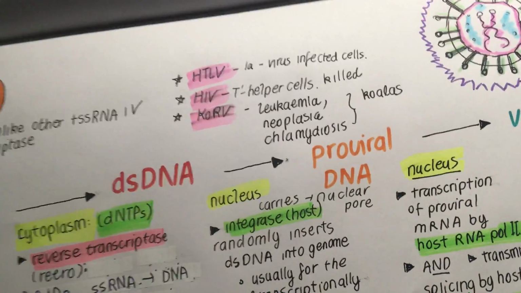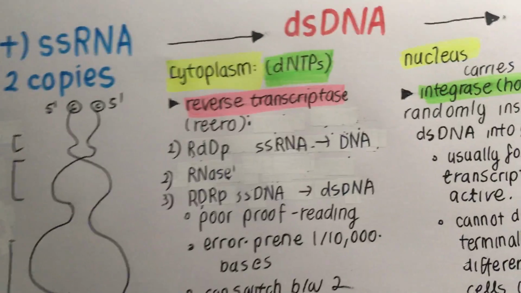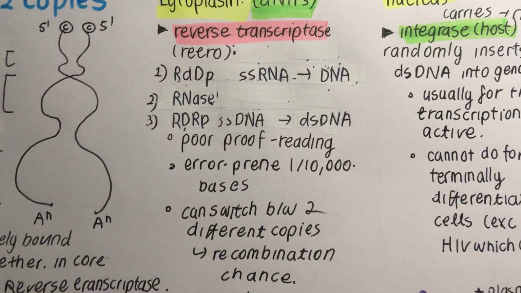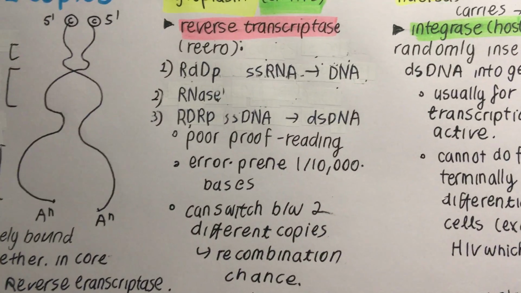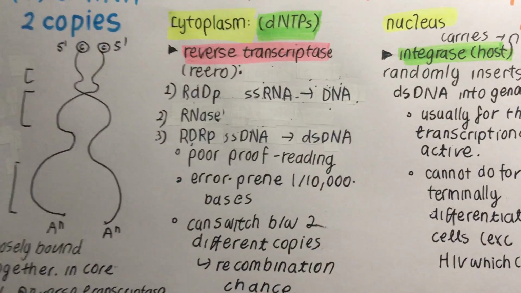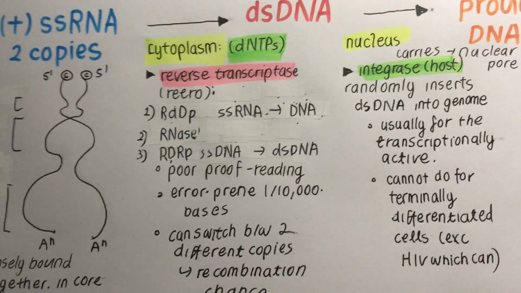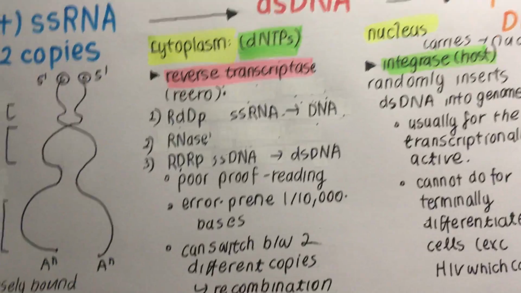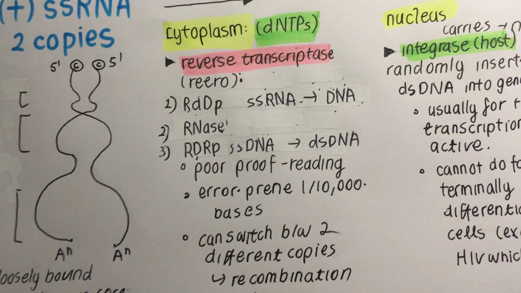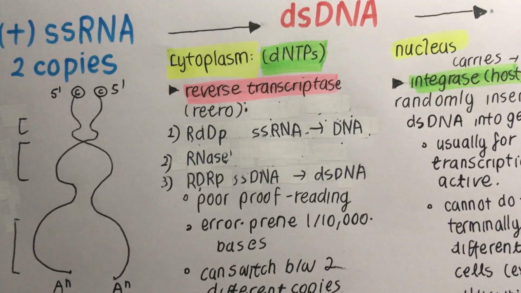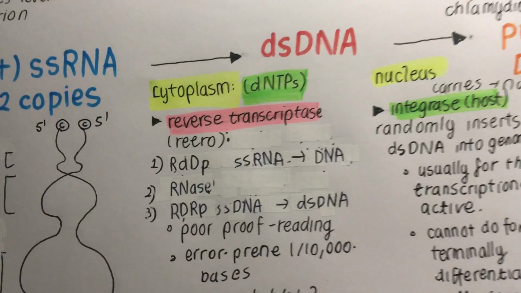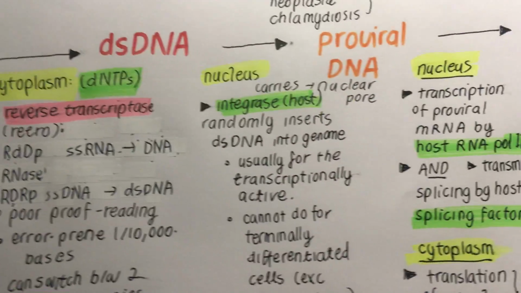However, important features to note are that the reverse transcriptase tends to make lots of errors and introduce mutations, about once in every 10,000 bases. And they can switch between the two different copies of single-stranded RNA. So recombination is definitely a possibility.